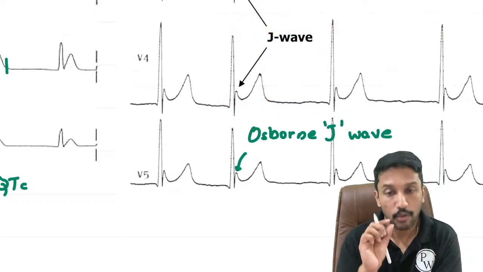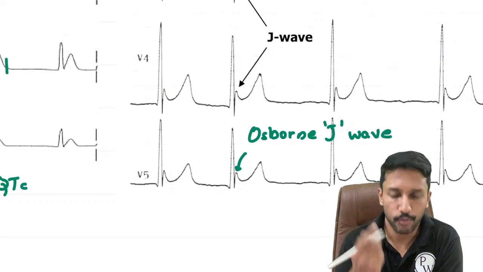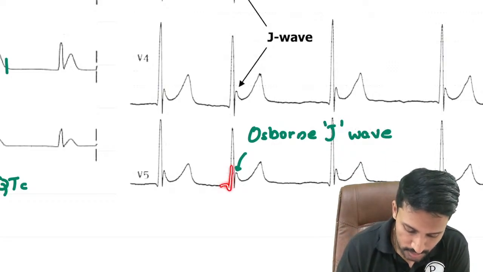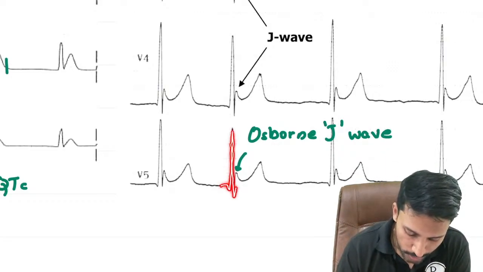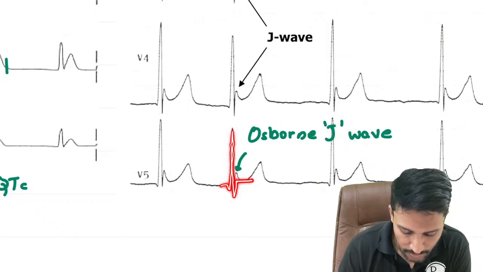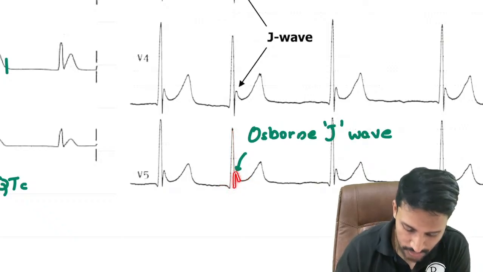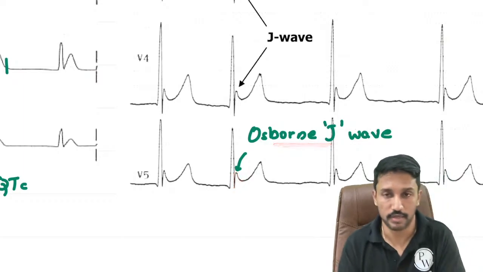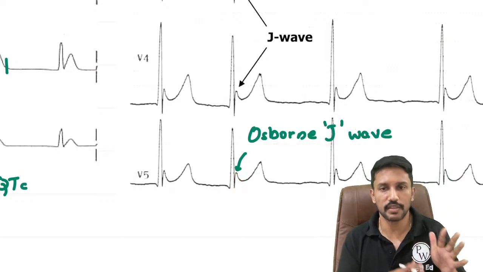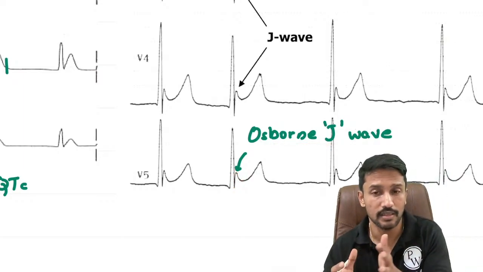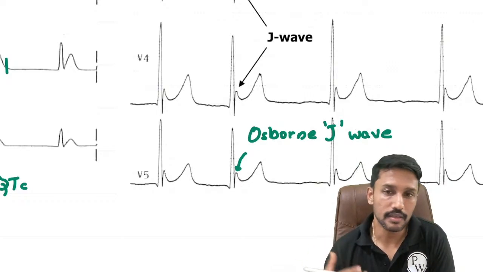Osborn J wave is a wave-like appearance of the J point. So normally we have a J point, right? What is the J point? The point where S ends and the ST segment begins, right? This point we will call the J point. So where there is a slight notch, this notch is what we call the Osborn J wave, which is classically seen in patients with hypothermia, but can be seen in some patients with severe hypercalcemia.